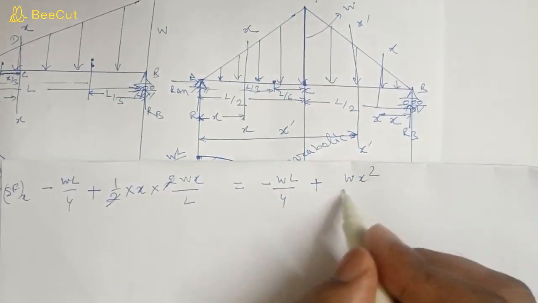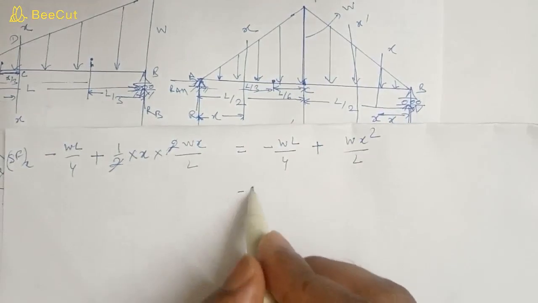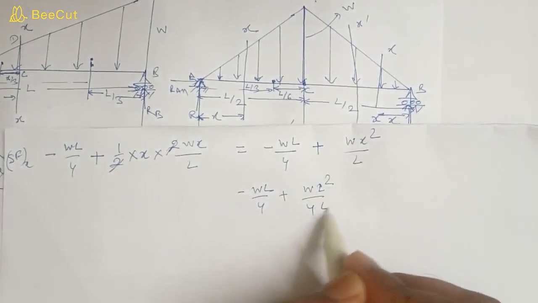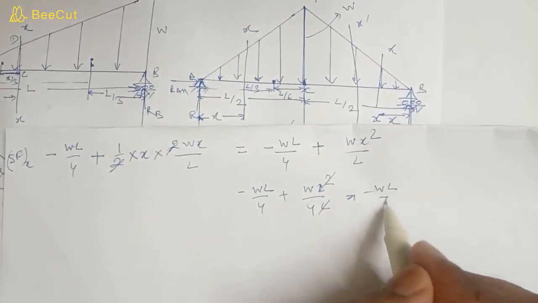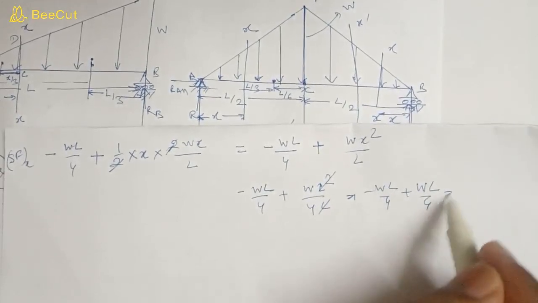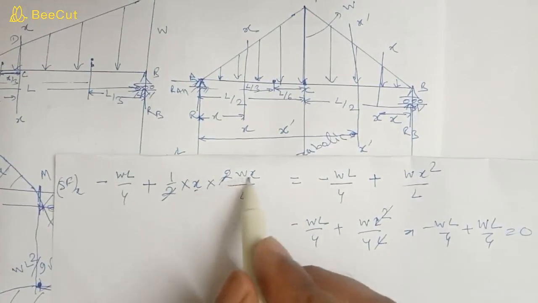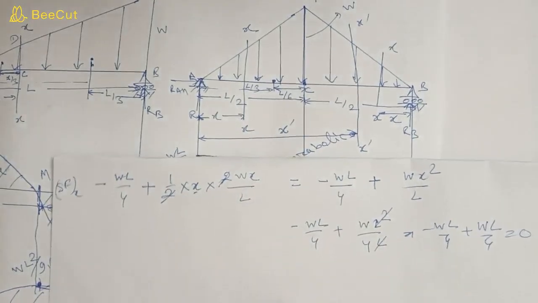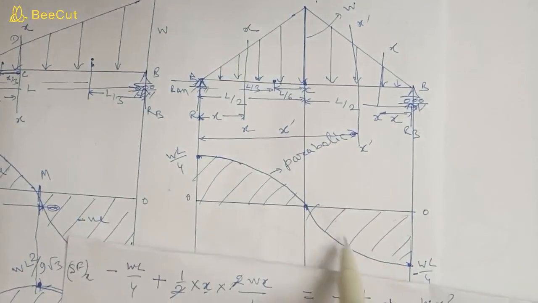Wx square by L. So if you want to calculate at x is equal to L by 2, then shear force will be minus WL by 4 plus WL square by 4L. So this L will cancel this L. So it will become minus WL by 4 plus WL by 4 equal to 0. Now you can see that this is x, this is x square. So this is y is equal to x square type of equation. So this is a parabola, and this is 0 here and minus WL by 4 here. So you can now see that it is correct.